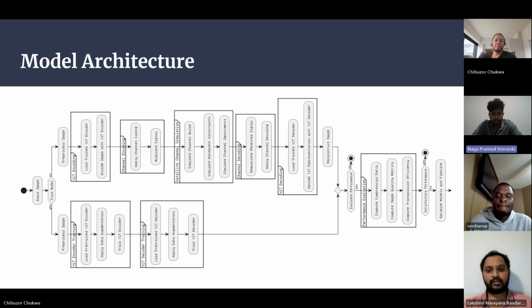normal images. Here is the model architecture flowchart. When we get the input images, they help to train the model, and the images go through the ViT encoder and ViT decoder, and finally we can decode the images.